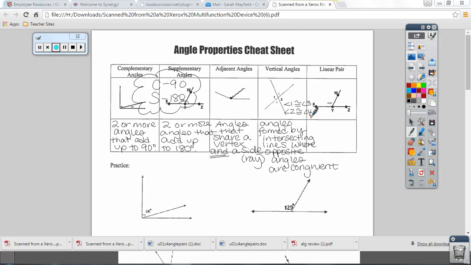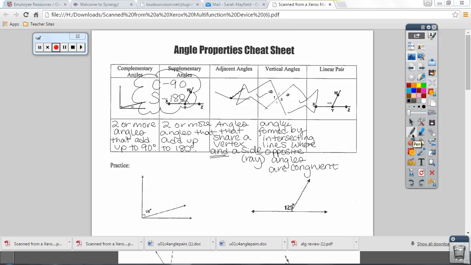Now, when I was learning this, I sometimes had a hard time seeing what opposite meant. My teacher drew fish out of my vertical angles. And yes, I'm an excellent drawer. But if I draw a fish here, and I draw a fish here, okay, notice my fish are kissing. So how I remember vertical angles, they are opposite angles because they make fish that kiss.